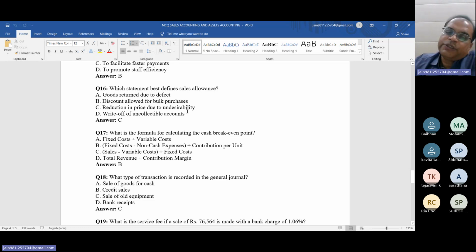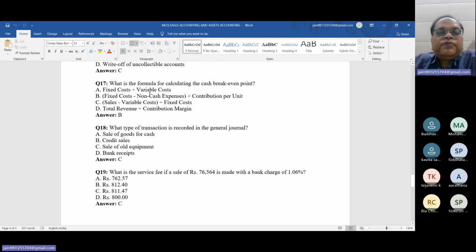We have already solved the questions from a study material. The total goods sales for rupees 8,000. But such goods are received by the businessman which is not desirable. But the seller says you just keep the goods in your premises and try to sell them. I charge only rupees 2,500 out of rupees 8,000. So the remaining 5,500 is allowance. We have discussed the same example in the class. So the answer is reduction in price due to undesirability.